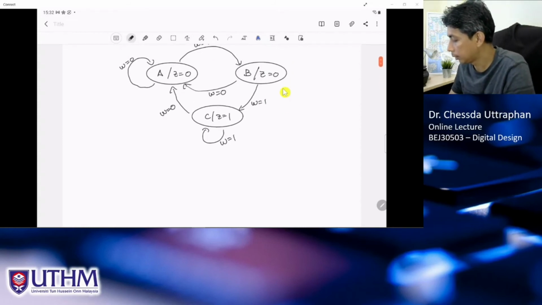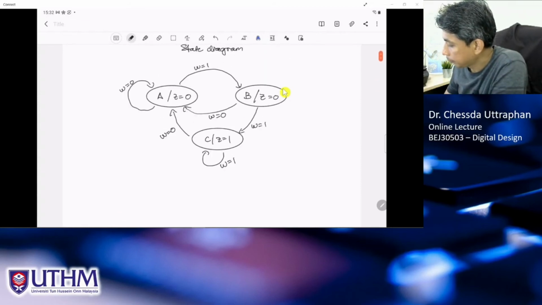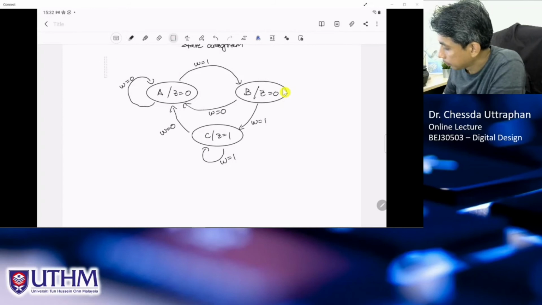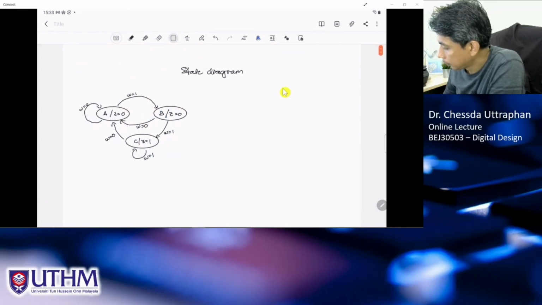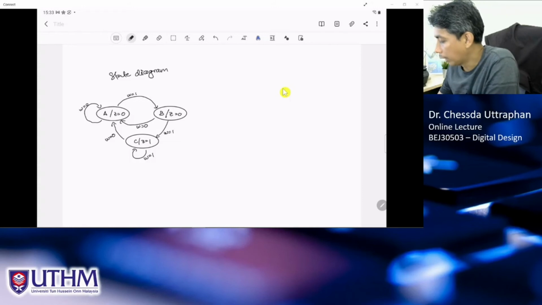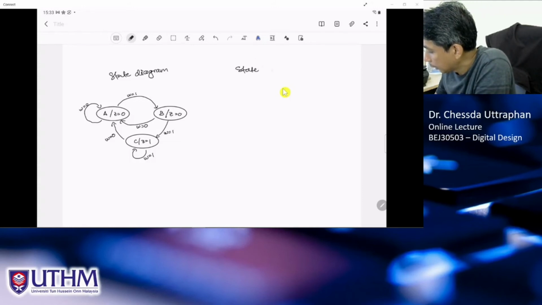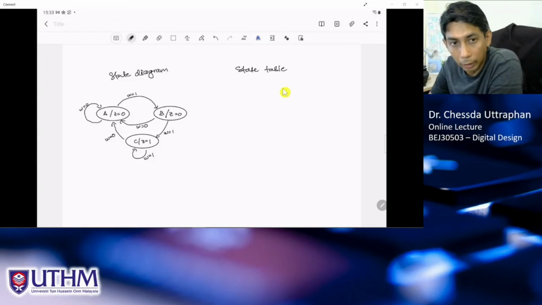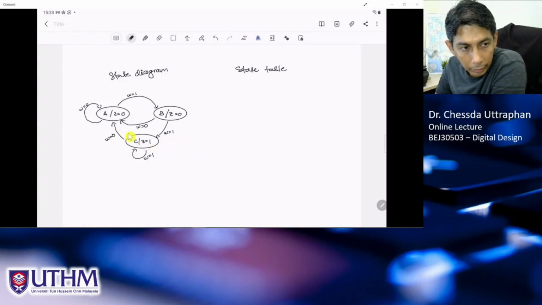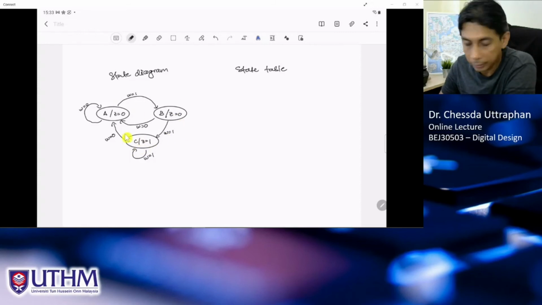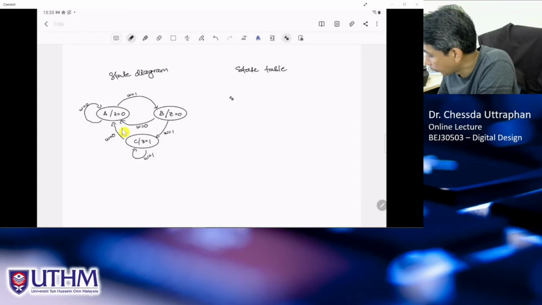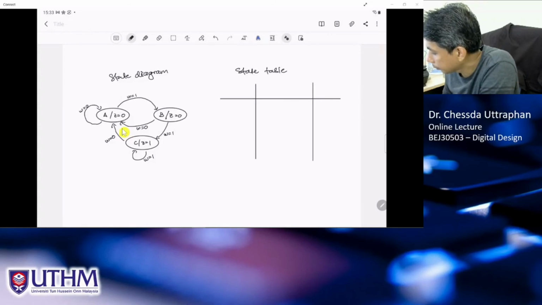So we need to have, this is the state diagram. We need to have what is called the state table, where we tabulate this in the form of a table instead of a diagram like this. So we create a table for that. The table should look like this.